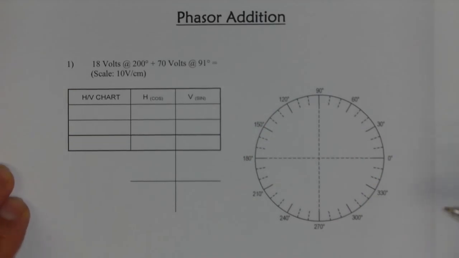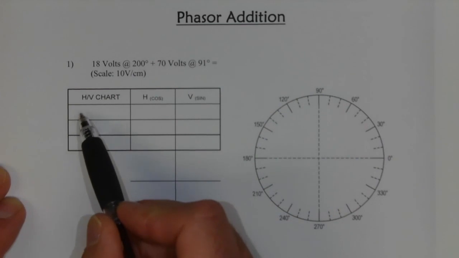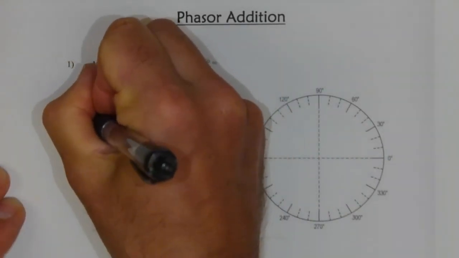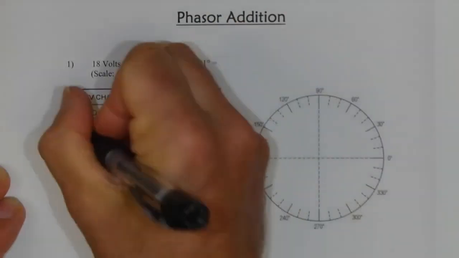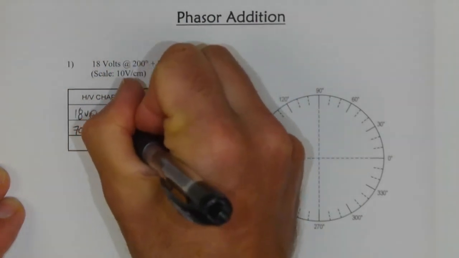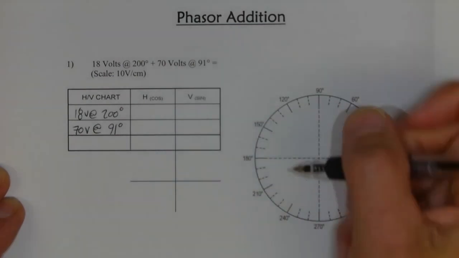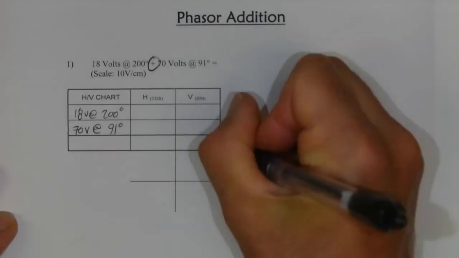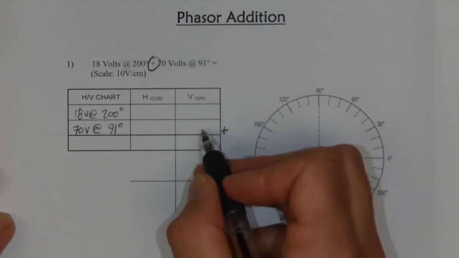So first things first, we need to take the two separate phasors and input them into the first two lines of our HV table. So that is 18 volts at 200 degrees. Second one down here is 70 volts at 91 degrees. It does not matter which one goes above or below because what we are doing here is adding them. And since we add them, it makes no difference, right? So you can think of this as a sum table here. We're going to add those and add those.